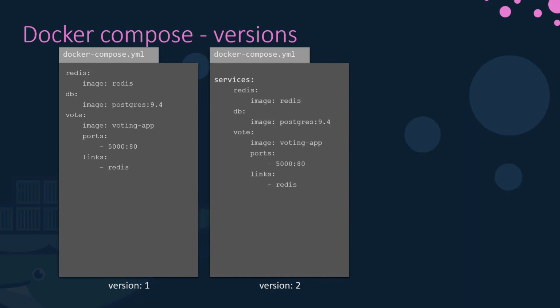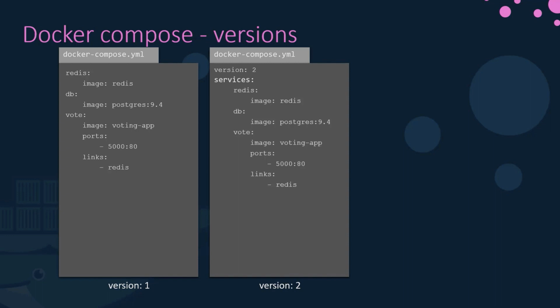But how does Docker Compose know what version of the file you're using? You're free to use version 1 or version 2 depending on your needs. So how does Docker Compose know what format you are using? For version 2 and up, you must specify the version of the Docker Compose file you're intending to use by specifying the version at the top of the file. In this case, version: 2.